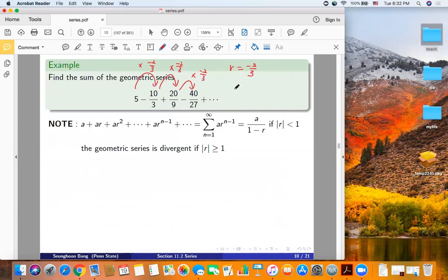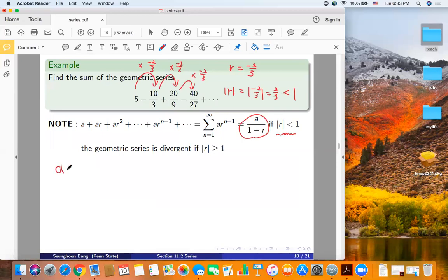So convergent or divergent? Is the series convergent or divergent? Eric said convergent. Elisa said convergent. Yes, thank you, all of you. Convergent, because you calculate the absolute value of R, which is exactly 2/3. The absolute value of R is less than 1. What's the convergent number? A over 1 minus R.